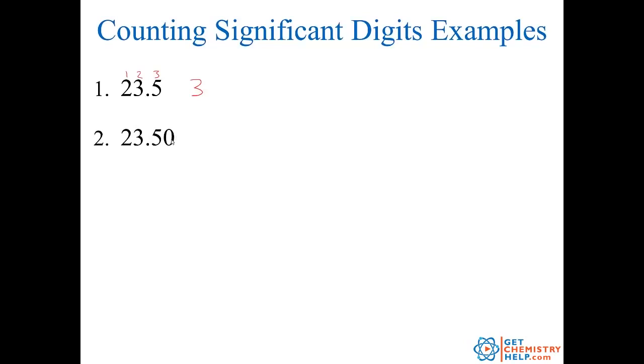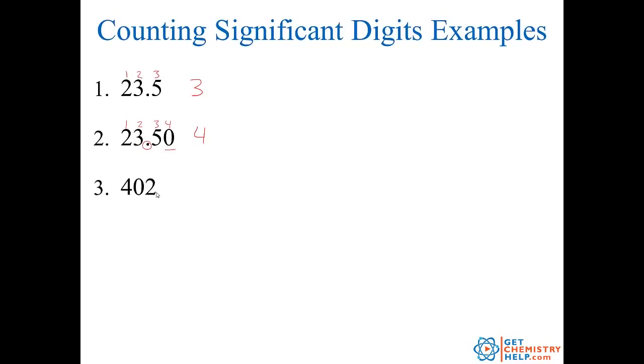How about 23.50? Well, our rule number 4 said that zeros on the end, or what I call trailing zeros, are only significant if there's a decimal. And look, there is a decimal. So this would be 1, 2, 3, 4. This would be 4 significant figures total, or 4 significant digits.